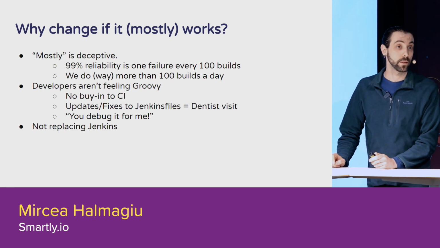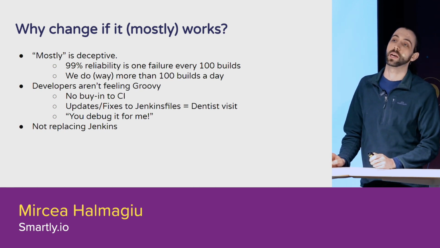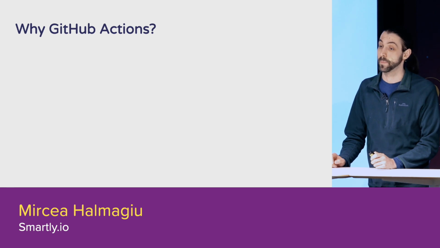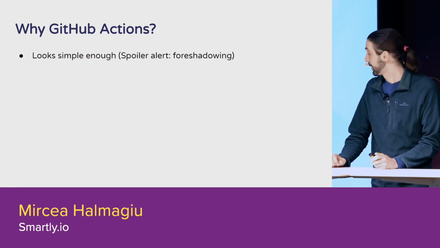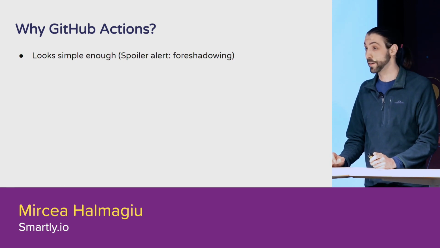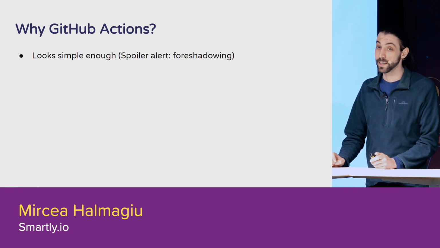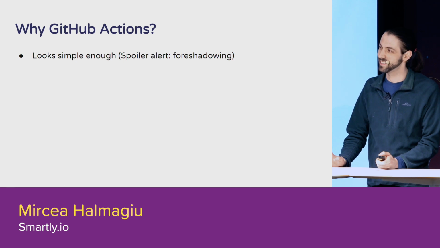So why did we specifically decide that GitHub Actions was the way we wanted to go? Well, it looks simple enough. The documentation all said it would be very, very easy. And whenever the documentation says it's going to be easy, it's right, yeah?